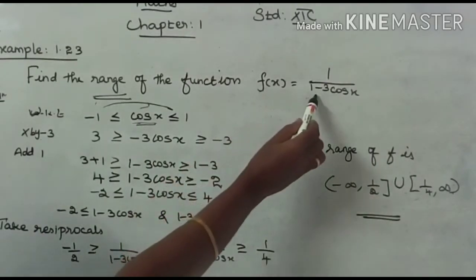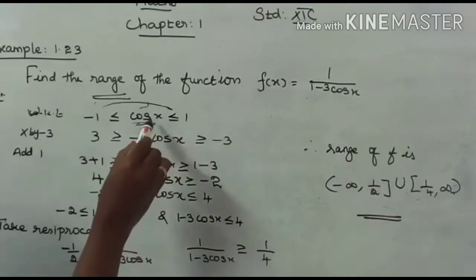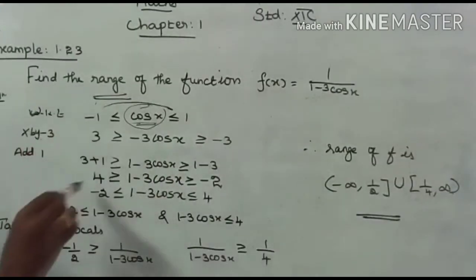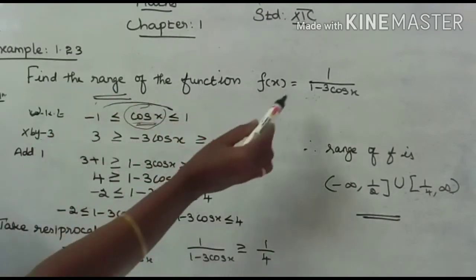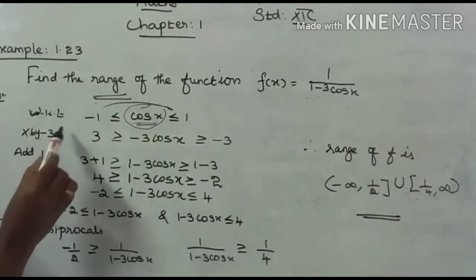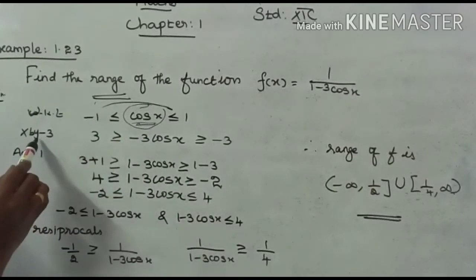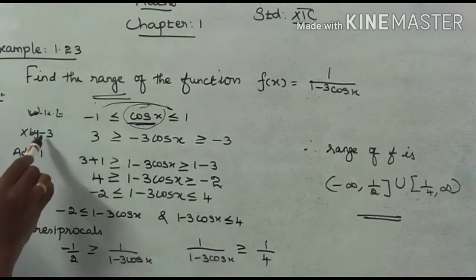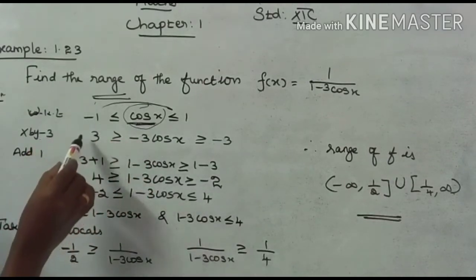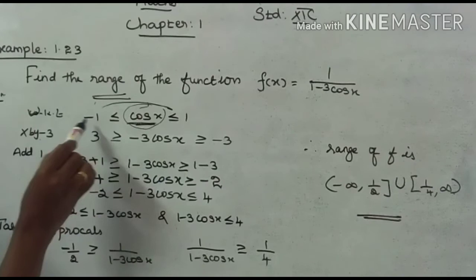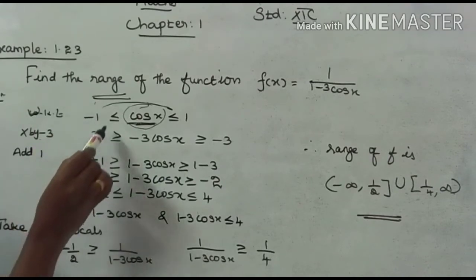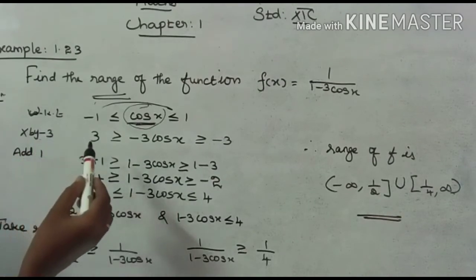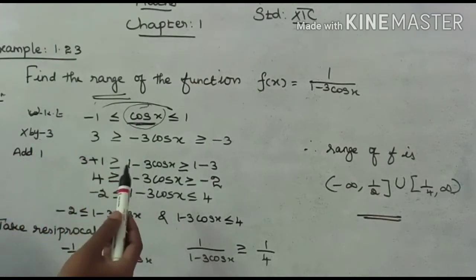So see the denominator, 1 minus 3 cos x. We convert this cos x into 1 minus 3 cos x with some small adjustments. We first want minus 3 cos x, so you multiply all the inequalities by minus 3. Minus 1 into minus 3, we get 3. And the inequality also changes, because if you multiply by a negative number, the inequality reverses.